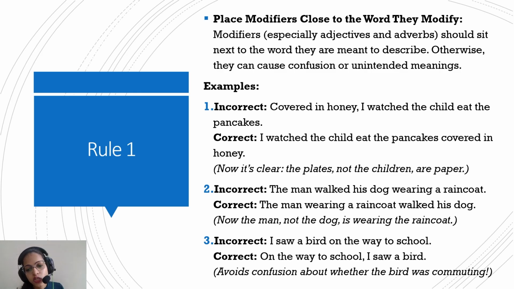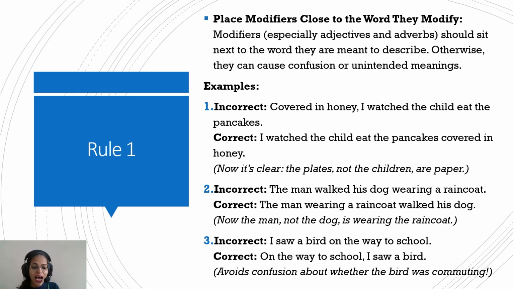The man walked his dog wearing a raincoat. So, who is wearing the raincoat? Whether the dog is wearing the raincoat or the man is wearing the raincoat, this statement is not giving a very good understanding of that, because the modifier is not placed at its right position. The man wearing a raincoat walked his dog. So now it's clear that the man is wearing the raincoat and not the dog. I saw a bird on the way to school. So is the bird going to school? Like, who is going to school? The bird is going to school. That's what the first statement is saying.